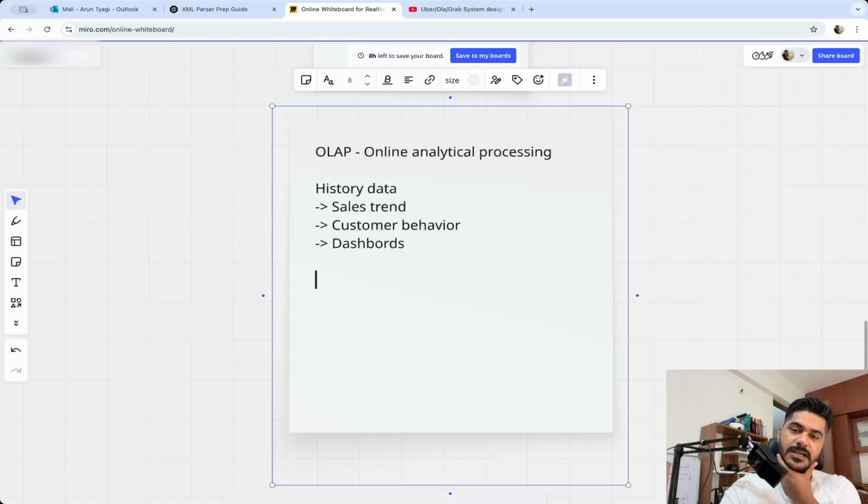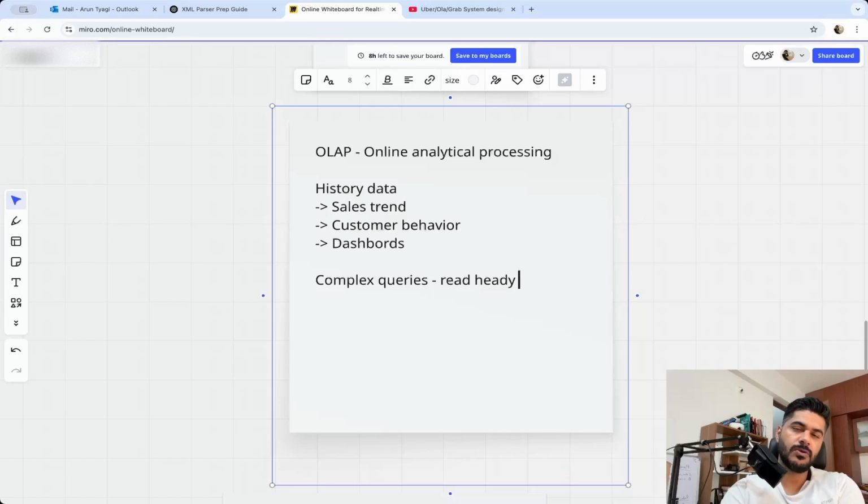So wherever you have these kinds of things, and I would say, like we said in NoSQL we were talking about simple queries, but here we are talking about complex queries, right? Complex queries, and that too read heavy, right?